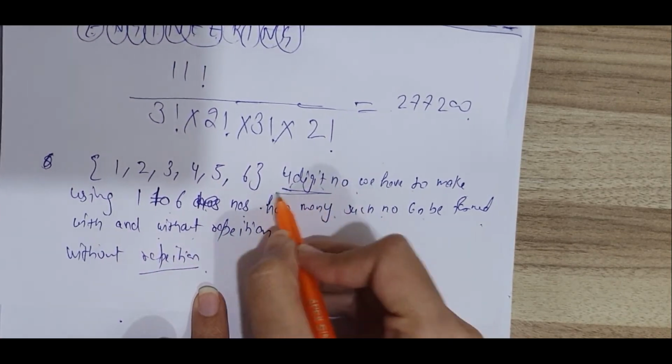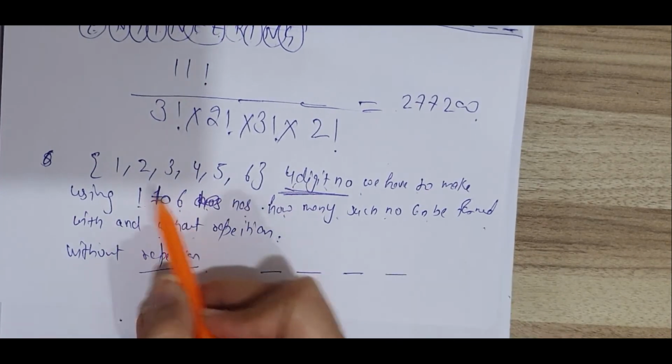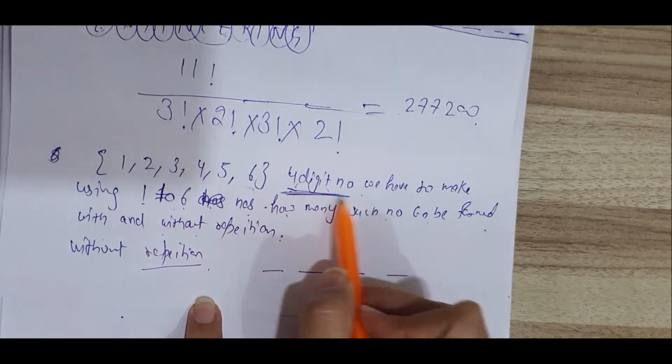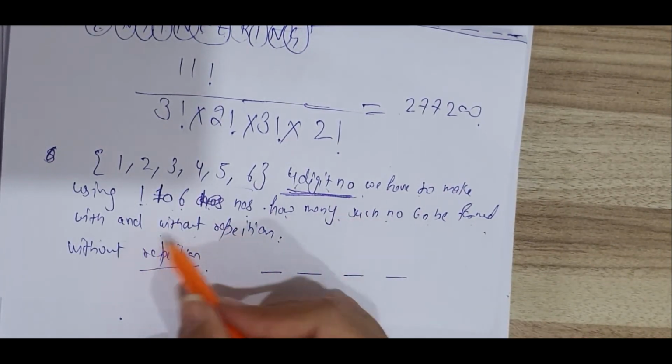Here, how many digits do we have to make? A 4-digit number: 1, 2, 3, 4. It means that from 6 numbers we have to make a 4-digit number. So how many numbers can be formed with and without repetition?